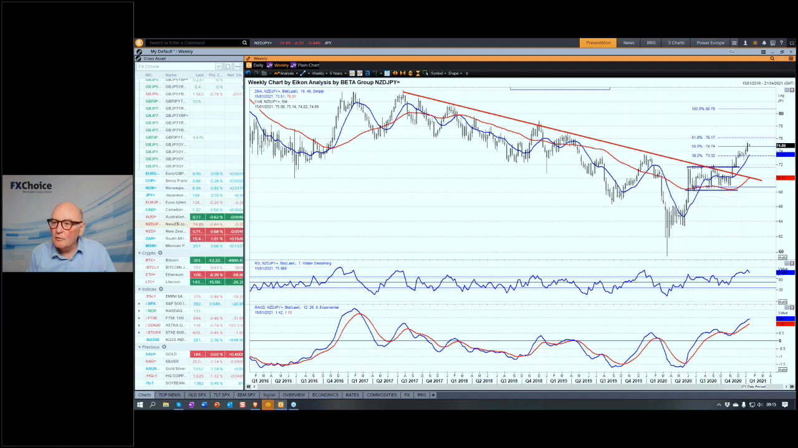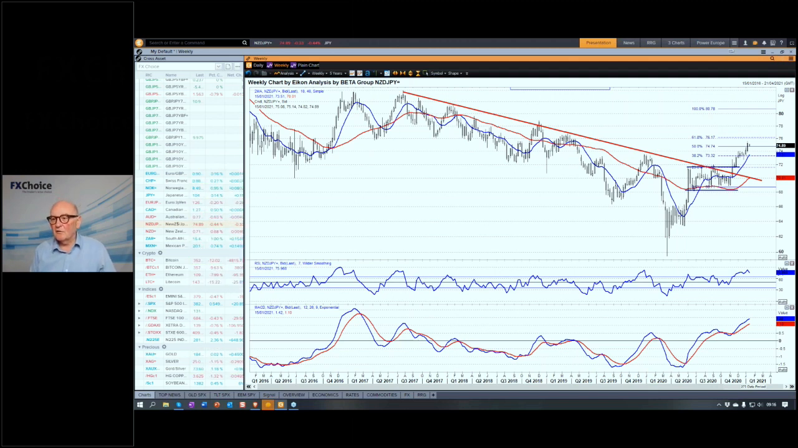We've gone through the 50% level. I think we're headed to the 61.8%, which is 76.17. And then I do believe that we're headed up to 80.78 area, which is right back at these 2017 highs up here.